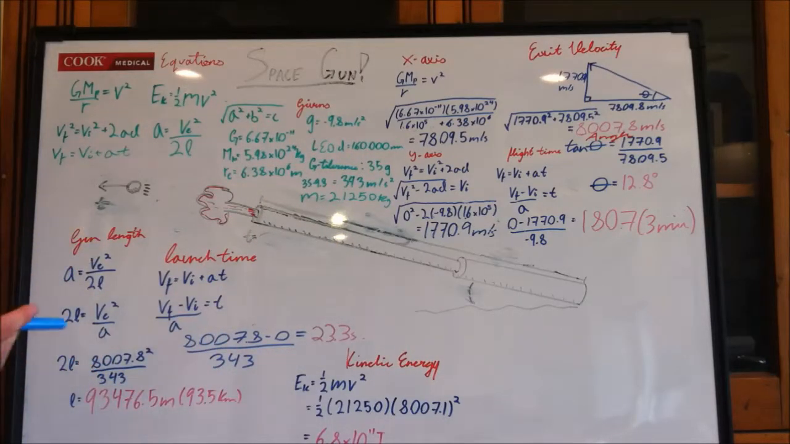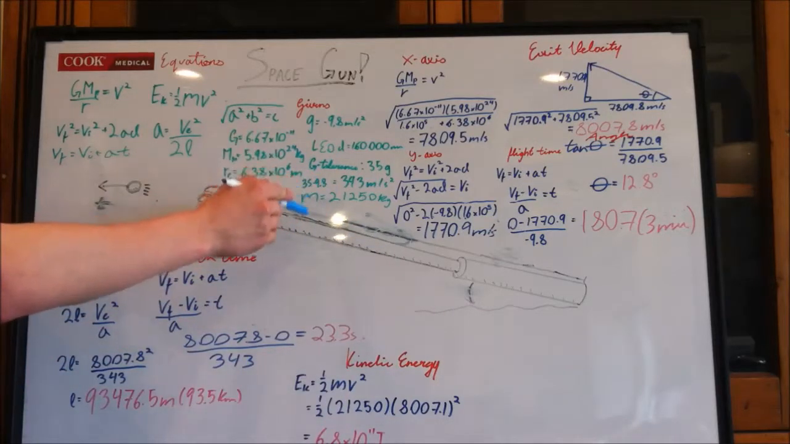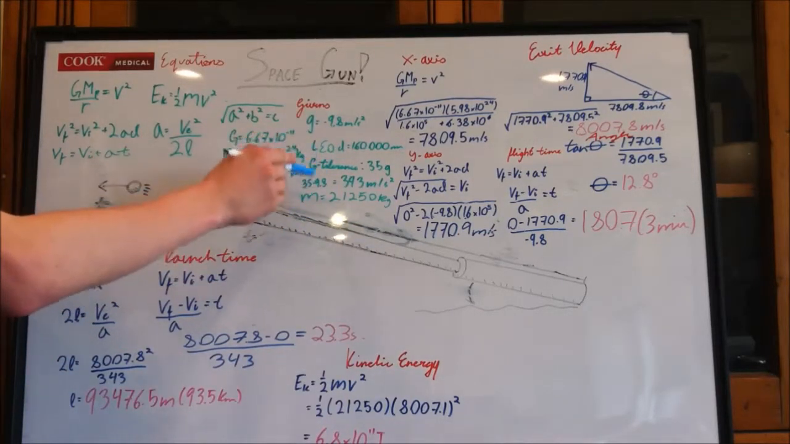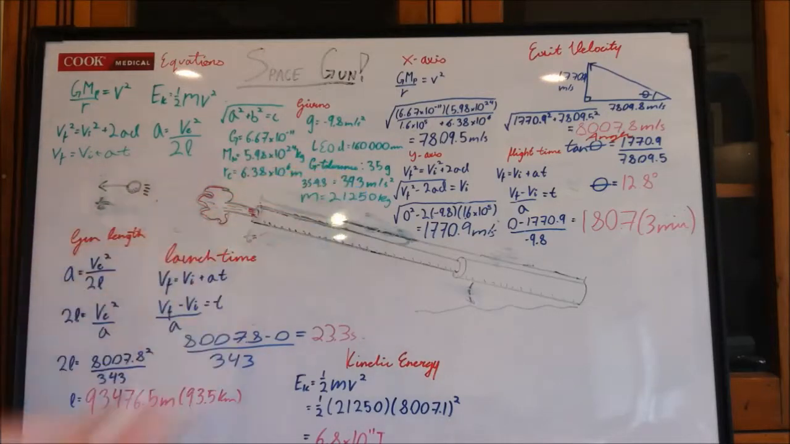We're also going to be making the assumption during this that it's perfect weather, our gun won't melt, and that we're in an absolute vacuum. The mass of our projectile is going to be 21,250 kilograms. This is the mass of NASA's Orion spacecraft. And that's all we need to get started.